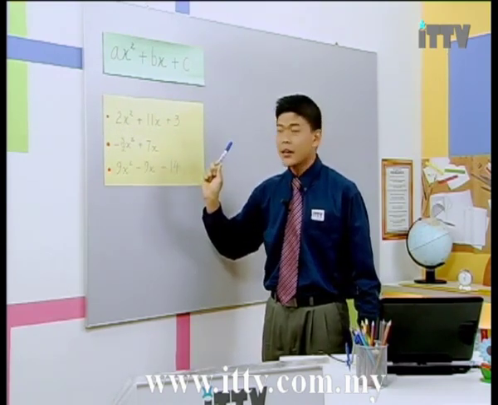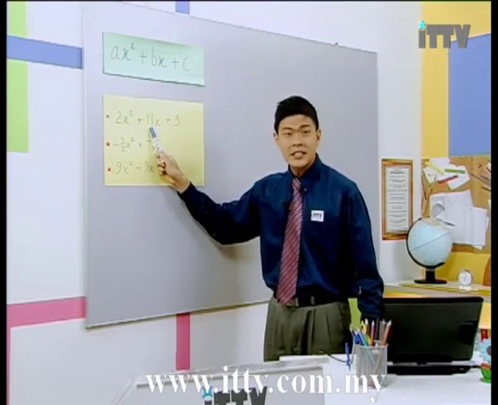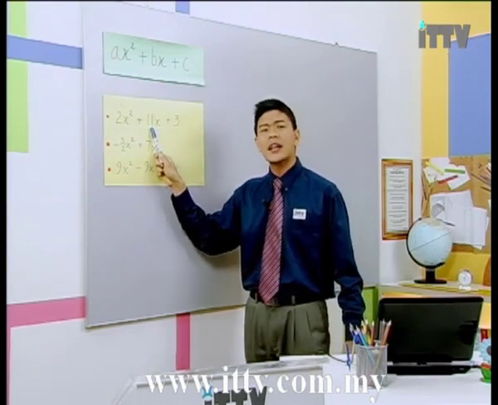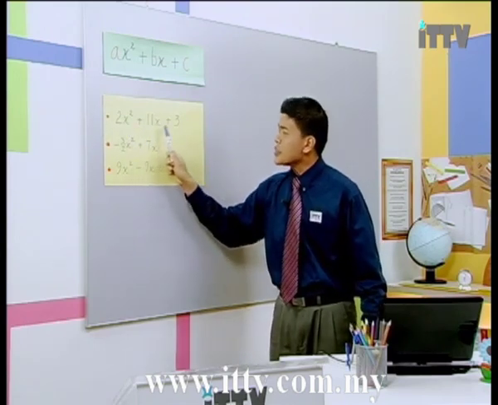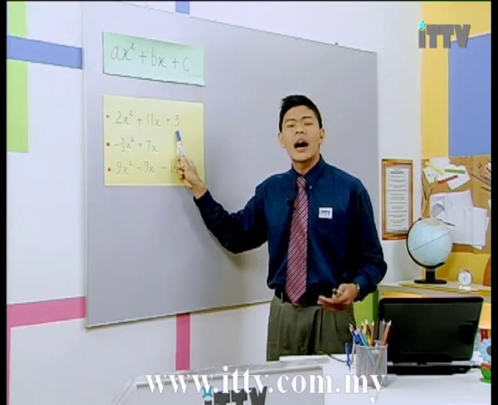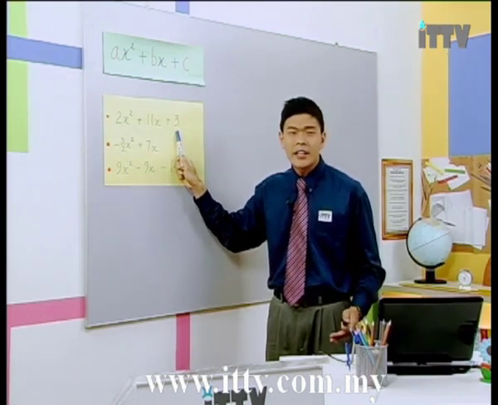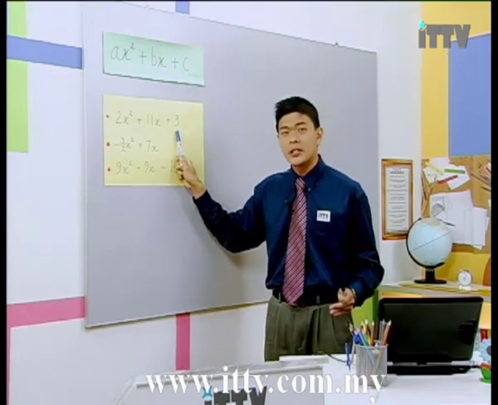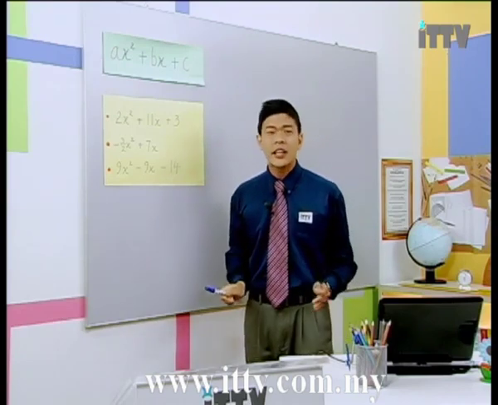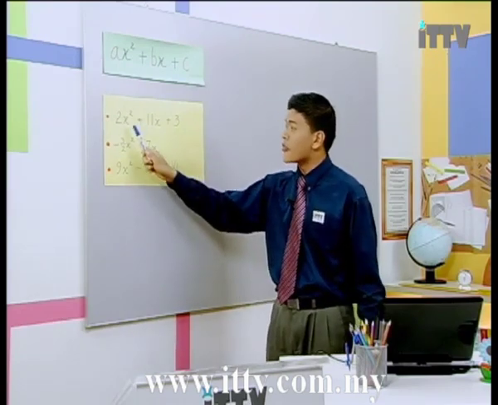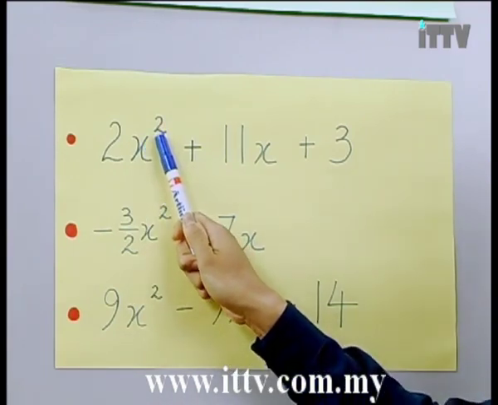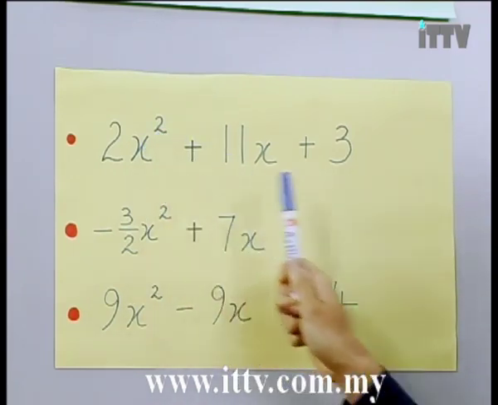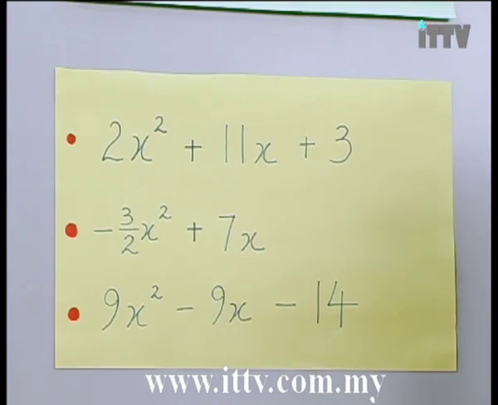Can you tell b? In this case, it is 11. And can you tell c? It is 3. And all these three numbers are called arbitrary constants. It means they are fixed numbers. Alright, it is a quadratic expression also because the variable, which is x, has the highest power of 2. So it is a quadratic expression.